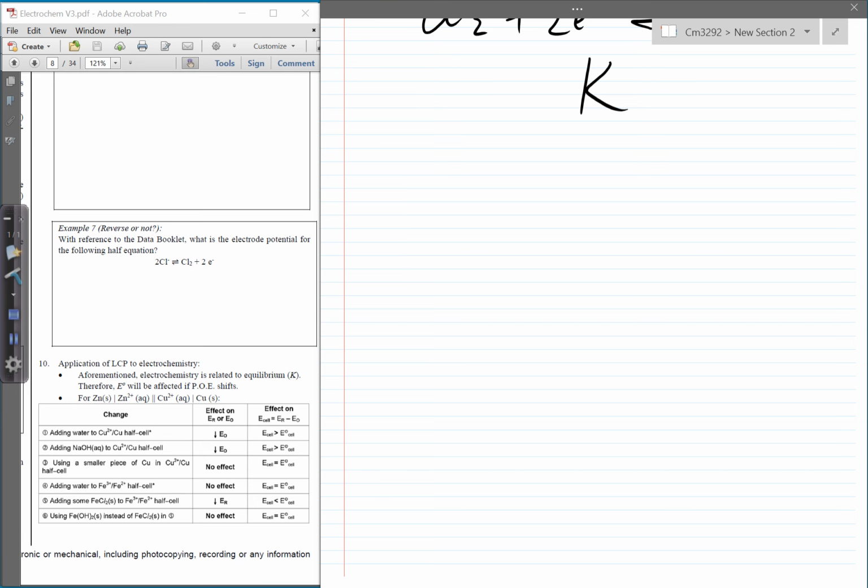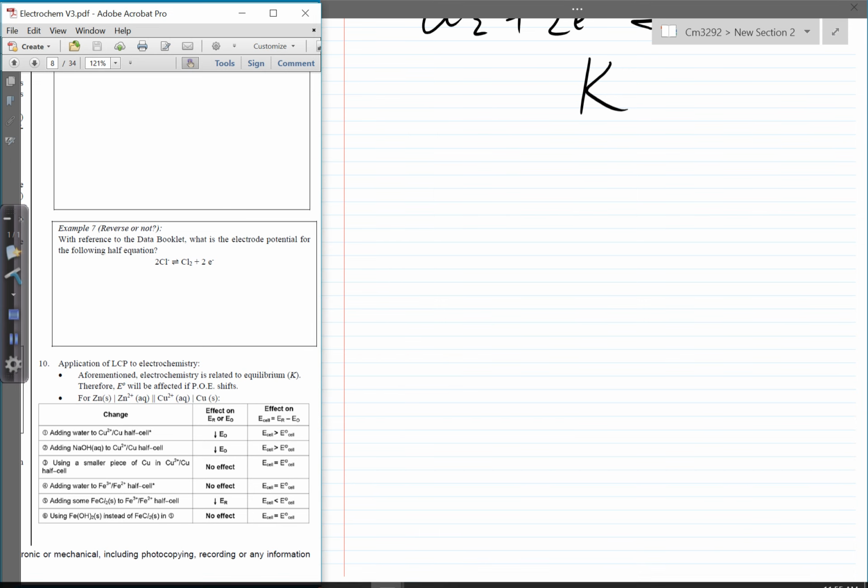Let me see. I think for the last one, there's a problem. If you use Fe(OH)2, it should be insoluble in excess, correct? So the last one should change. So please cancel the no effect. FeCl2 is soluble but not Fe(OH)2.